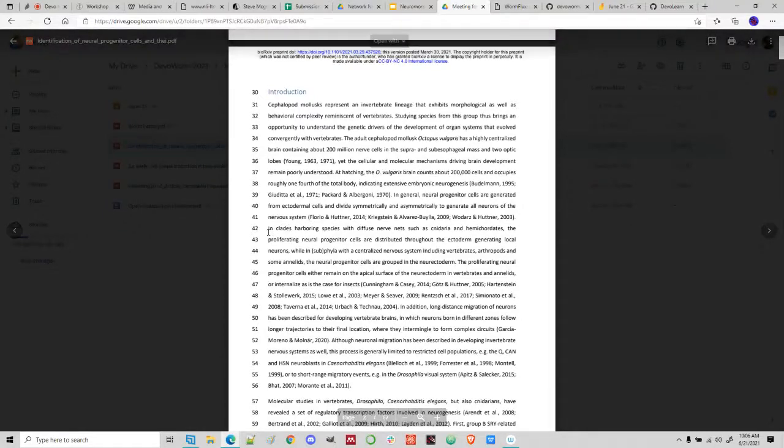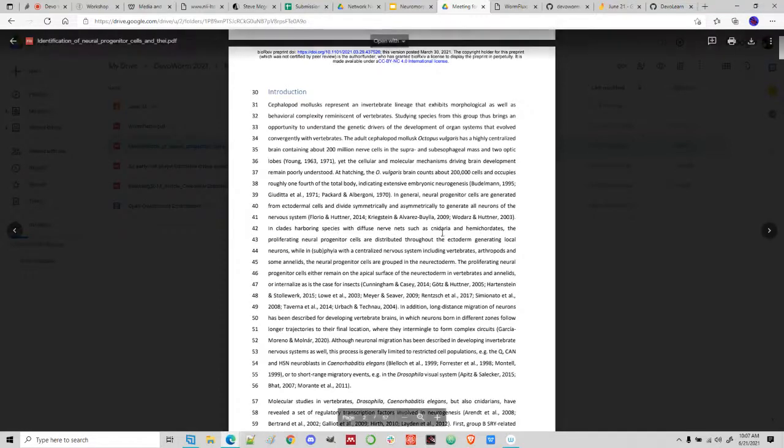And then let's see, includes harboring species with diffuse nerve nets. So in cephalopod brains, they use something called a nerve net, which is a little bit different than what we have in the human brain and the human nervous system. It's sort of a network of nerves and neurons and of course a central brain, where different parts of the body are taking in information. A good model for this is the Hydra, which we haven't talked about, but I've seen people talk about this, where the Hydra has a nervous system that behaves much differently in terms of taking in sensory information than the mammalian brain.